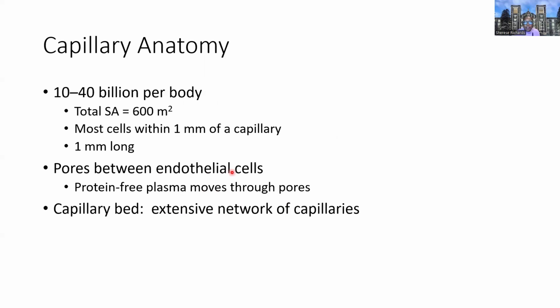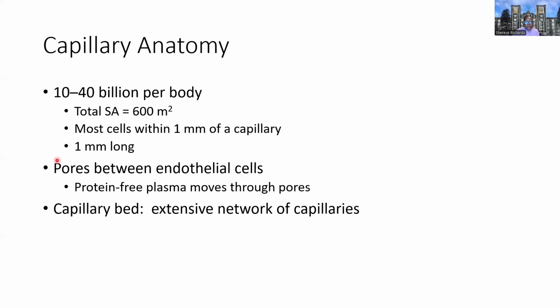Now we have about 10 to 40 billion per body, so many, many capillaries, again, the most abundant. Total surface area about 600 meters squared. So you're talking about larger than a basketball court, larger than an NBA basketball court. And then when you think about the location of capillary beds, most of our cells in our body, most of our tissues are within 1 millimeter of a capillary. So most of our tissues need to have close connection to a capillary bed in order to receive their nutrition and to eliminate their metabolites.